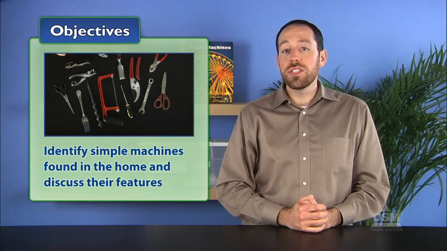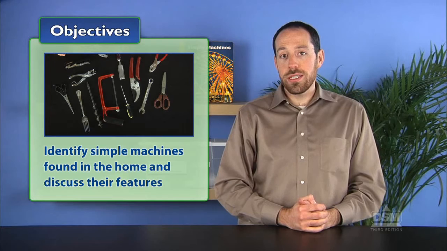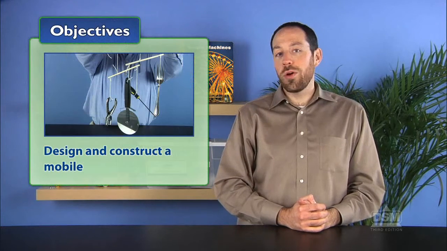In Activity 12, Domestic Simple Machines, students make lists of simple machines found in the home and discuss and compare the items on their lists. The students first identify examples of simple machines found in the home, then discuss the features of these household devices that make them simple machines, and finally design and construct a mobile.